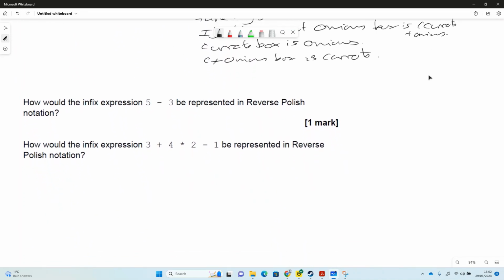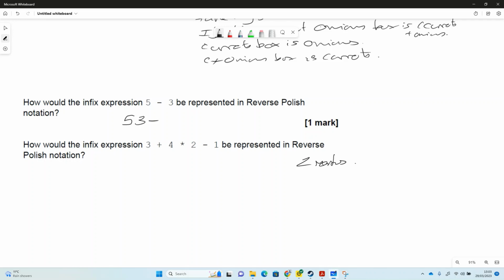Okay, so we've got a couple of reverse Polish notation questions, which were tagged on to the same kind of question. Again, we need to deduce something here, I guess. This one was 2 marks, and that was just 1. So how would the infix expression 5 minus 3 be represented in reverse Polish? Well, reverse Polish has the operator after the numbers that it applies to, so 5 3 minus would be reverse Polish for that one.